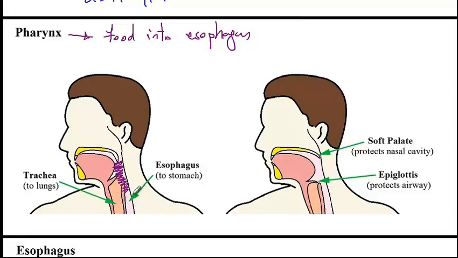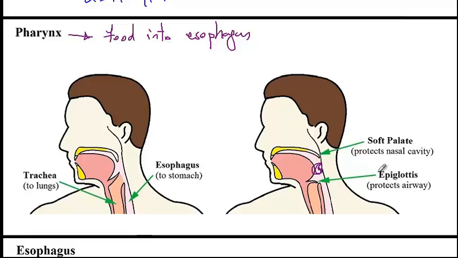Now, as food is moving into the esophagus, there is a risk that some of this food enters the nasal cavity, and some of it could also enter the larynx, and then through the trachea it goes to the lung, as a consequence of which it will cause choking. Now, in order to prevent all that, there are two structures. One is the soft palate that will block any food from the pharynx from entering the nasal cavity. So again, the function of the soft palate is to protect the nasal cavity.